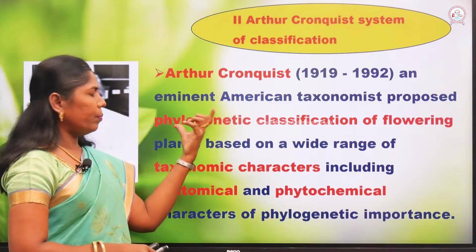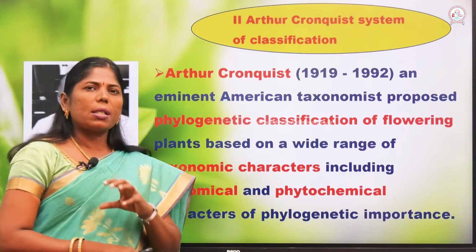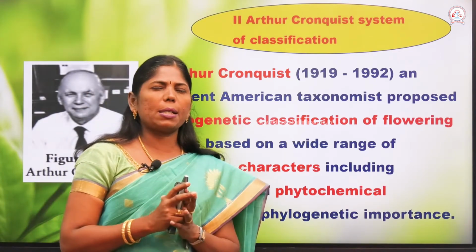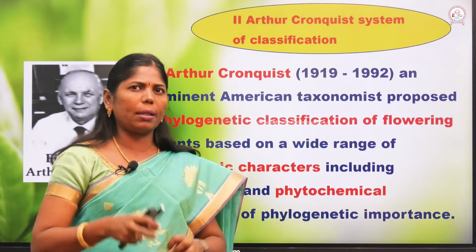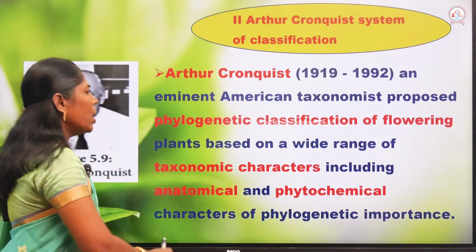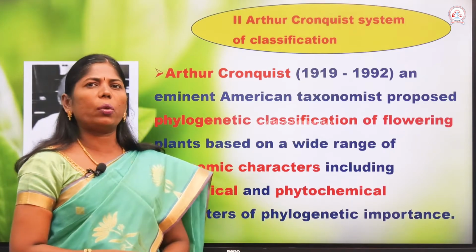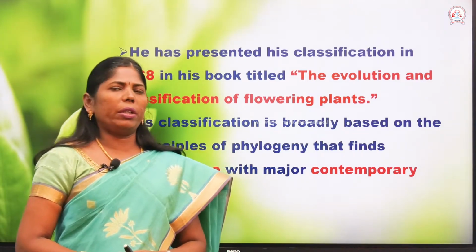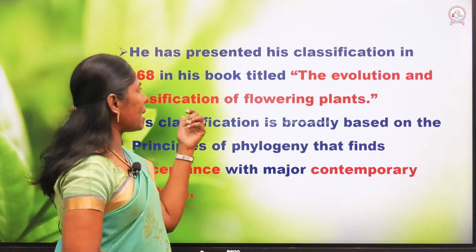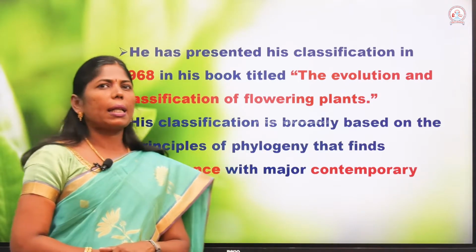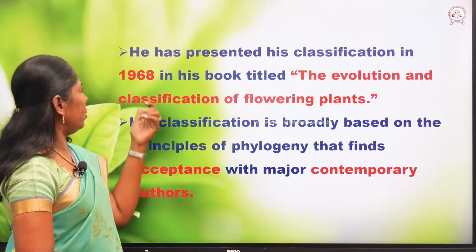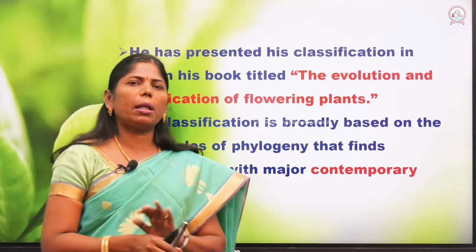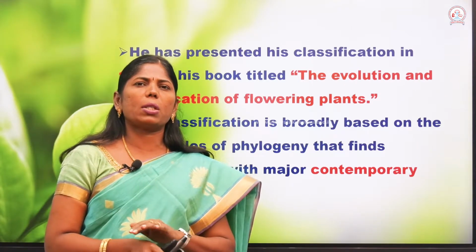He classified the flowering plants based on the phylogenetic relationship, the evolutionary relationship. Of the characters he chose, two are very important: the anatomical and the phytochemical characters. The book he wrote is The Evolution and Classification of Flowering Plants, written in 1968. He explained broadly the classification of flowering plants based on phylogeny.